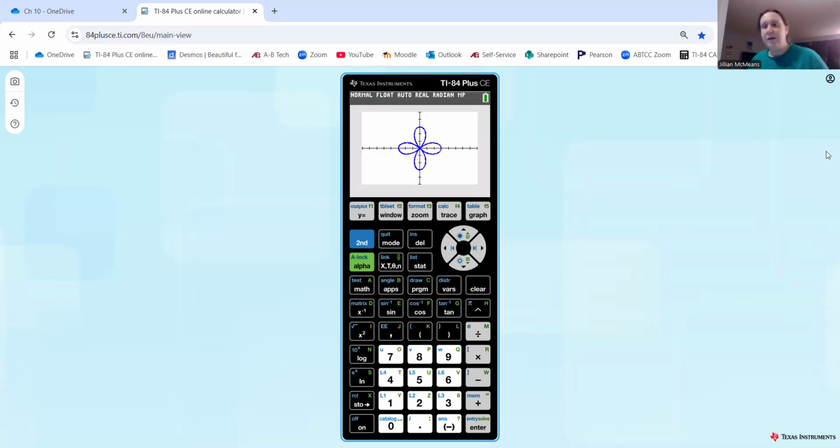Okay. So we have our 4 petals. They definitely go through the pole here. And each petal goes up 1, 2, 3, down 1, 2, 3, to the left 1, 2, 3, to the right 1, 2, 3. So these are a little bit easier to draw in my opinion.